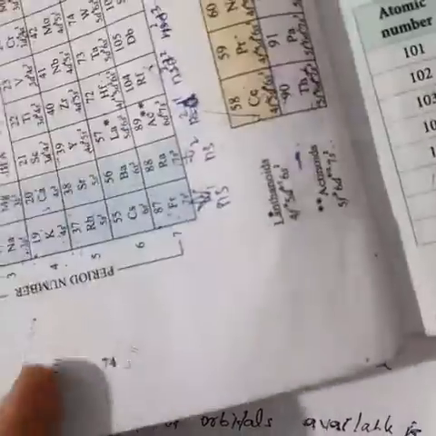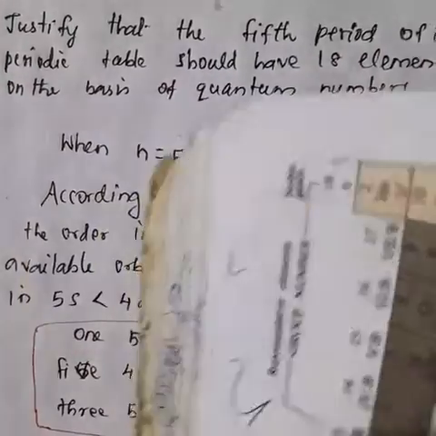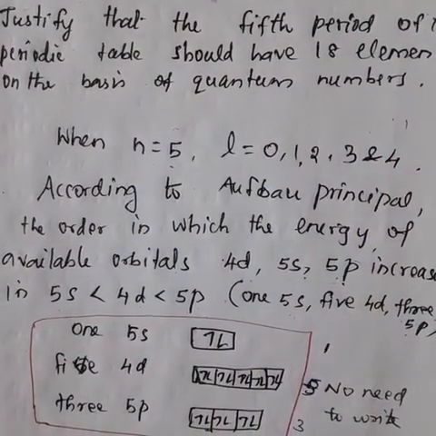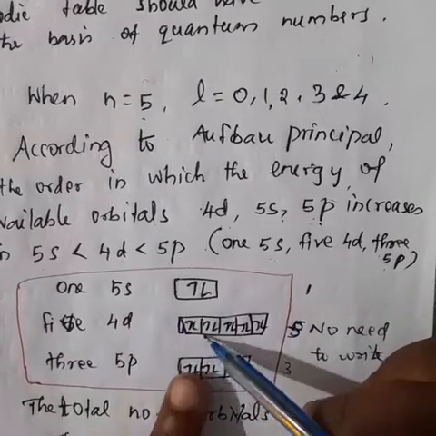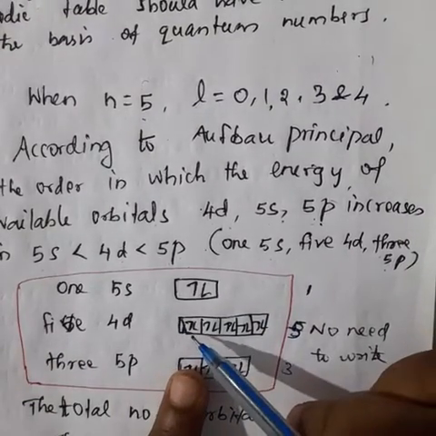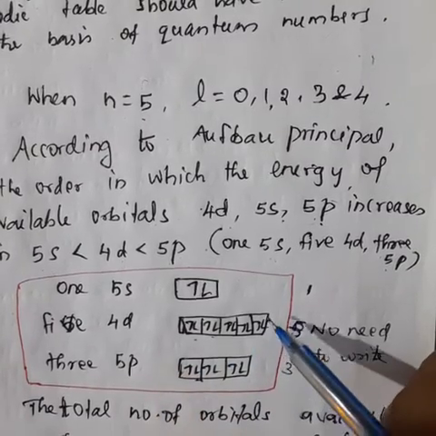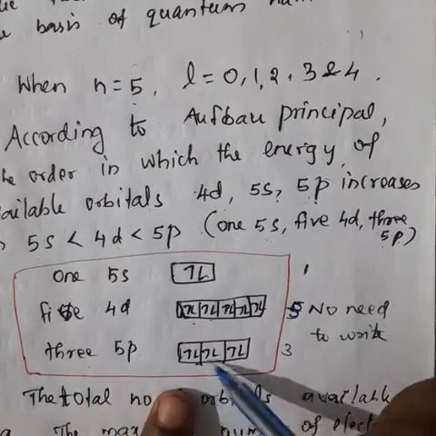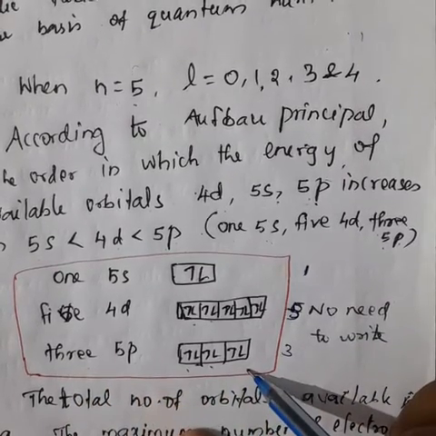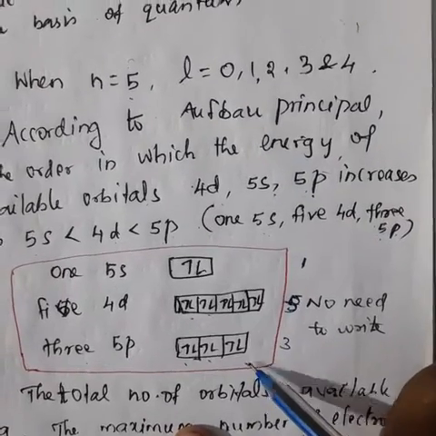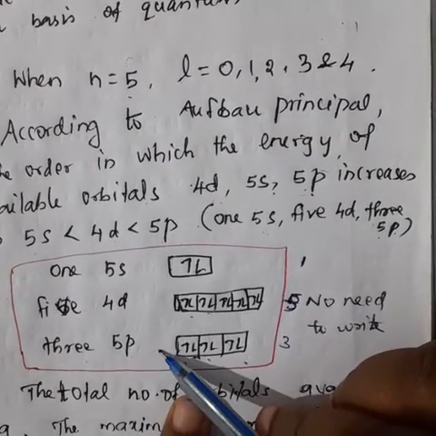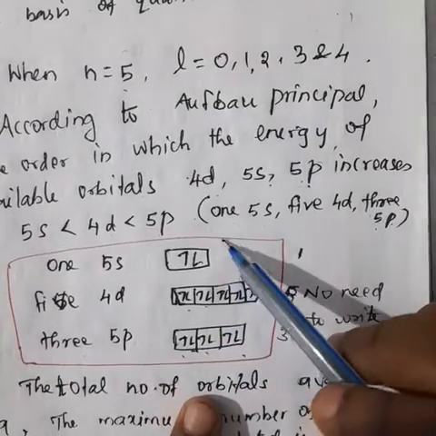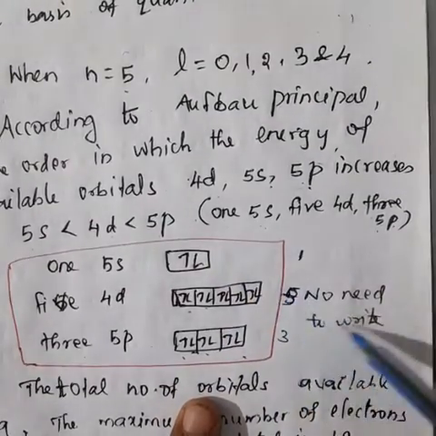Understood? So here, how many 5s orbitals totally? One 5s orbital. An s subshell means only one orbital. And 5 4d orbitals. A d subshell has 5 orbitals. And 3 5p orbitals. A p subshell has totally 3 orbitals. This box there is no need to write, I wrote it for understanding only.